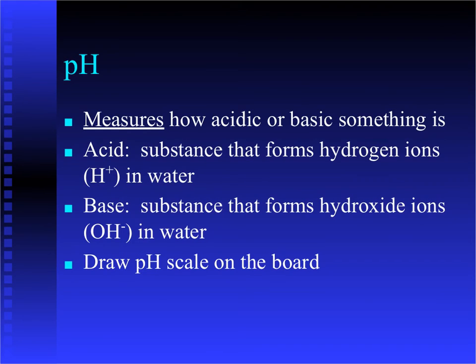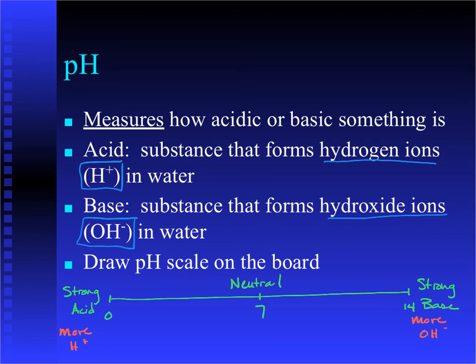So acids, again, are substances that form hydrogen ions when they're in water, and bases form hydroxide ions when they're in water. And acids will always have more hydrogen ions than hydroxide ions, and a base will always have more hydroxide ions than hydrogen ions. And then we're going to draw a pH scale.